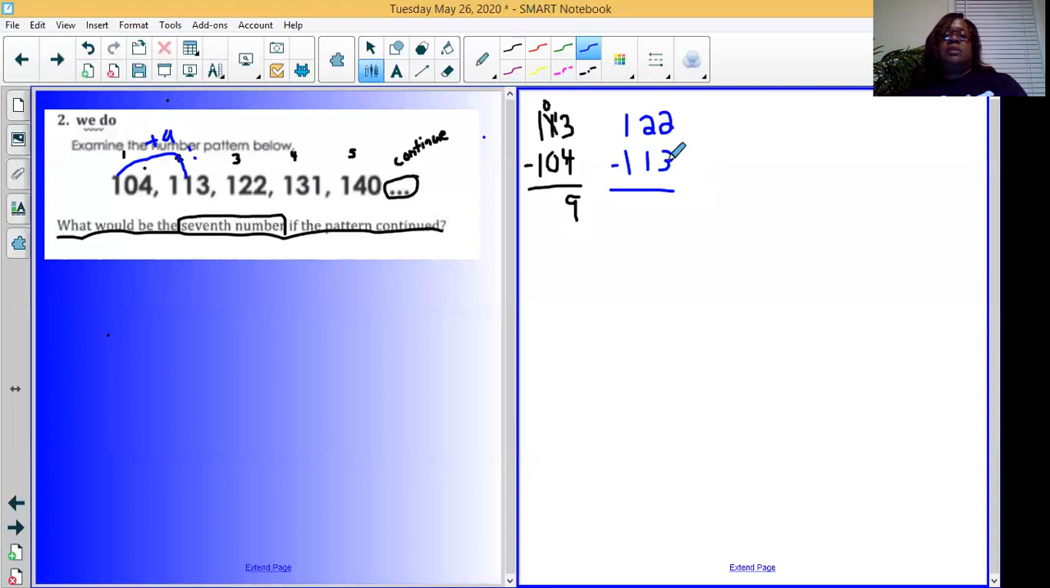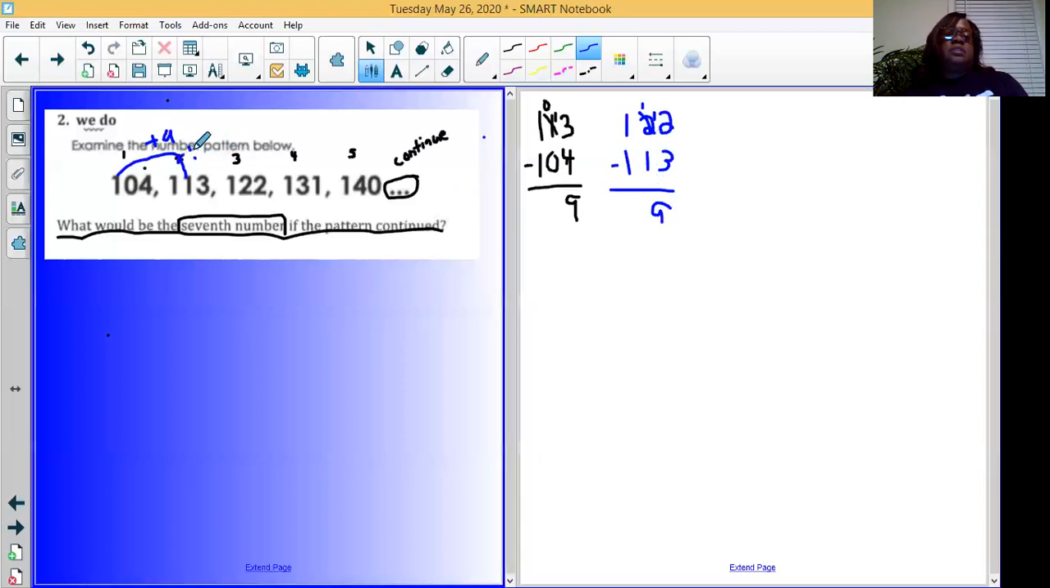Okay, well, you know you can't take 3 from 2. So this 2 becomes 1. And you take the 10 over here and add it, and it becomes 12. 12 minus 3 is 9 again. So we got 9 again. So 113 plus 9 gives us 122. So that's a plus 9.